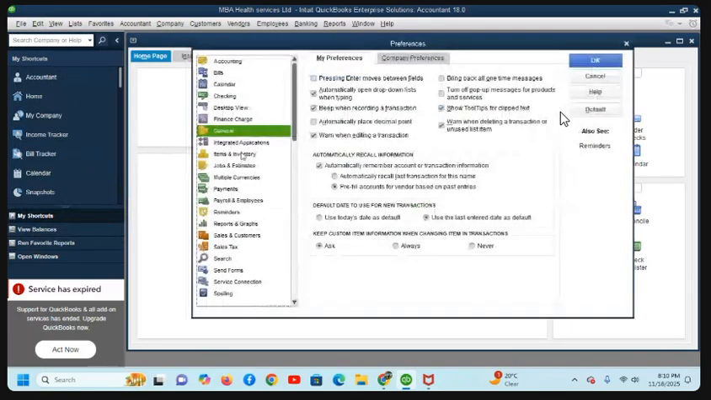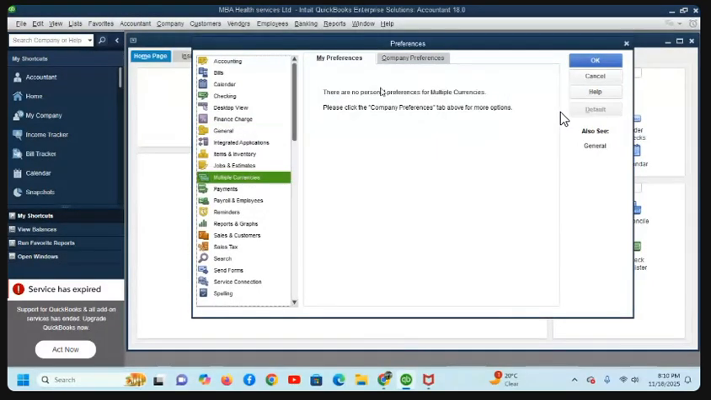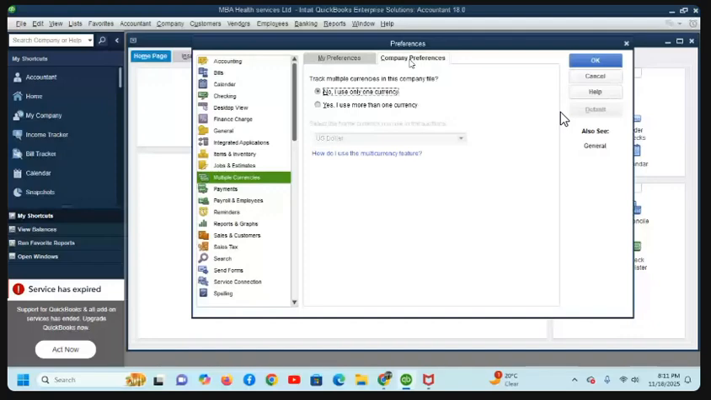I want to set that it can be showing Ugandan shillings, because I've seen even some companies using QuickBooks, but when they print a receipt, you see it is in US dollars. Which means they missed this step. So you go to multiple currency, you come to company preference, you say yes. You see here by default there is a US dollar, which means the system will have US dollar as a default currency.